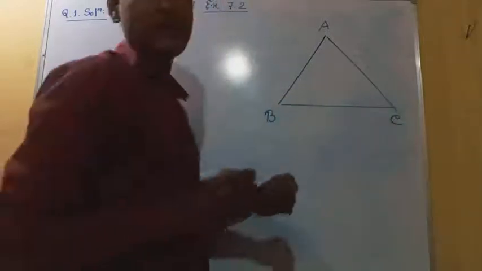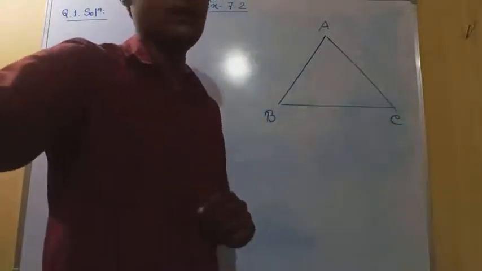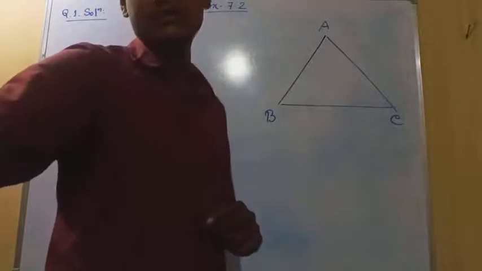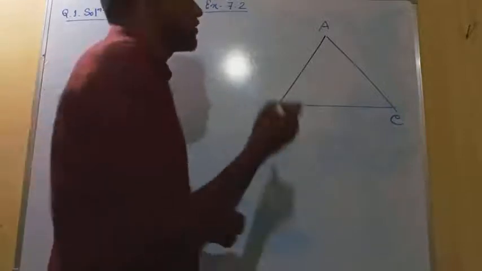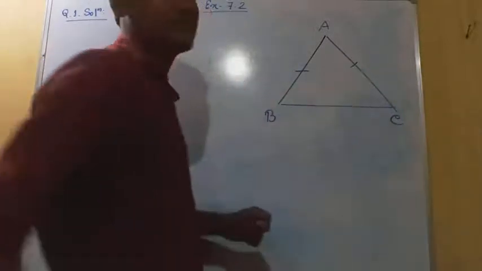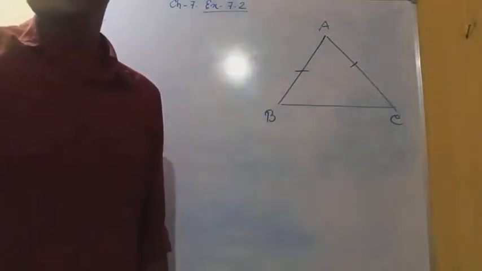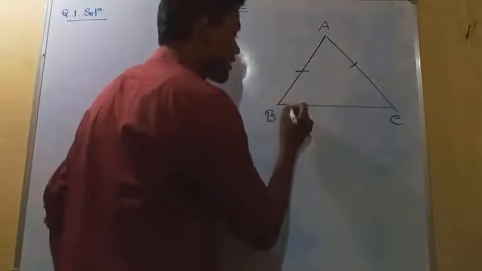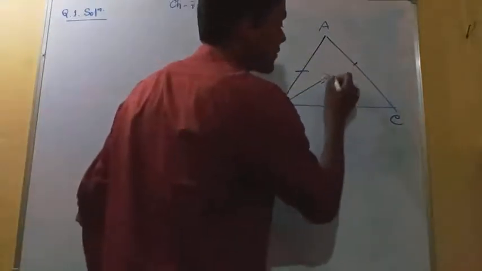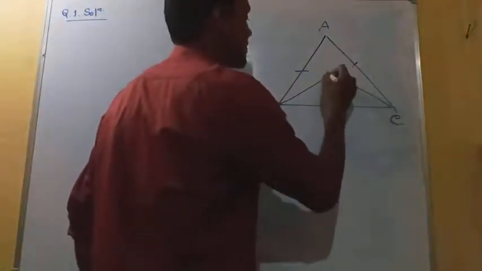This is an isosceles triangle according to the question, where the side AB is equal to the side AC. Next, apart from this, the bisectors of angle B and angle C are given, which intersect at O. The bisector of angle B is given, and the bisector of angle C is also given, which meets at O.